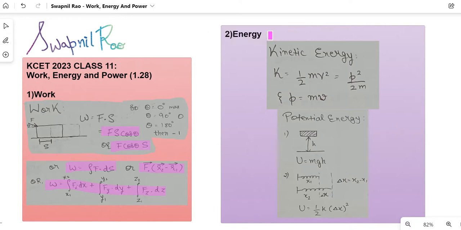And next I'll be talking about energy. If you can see the second heading, it's energy. So in this case, kinetic energy, K is equal to half mv square, which all of us know.